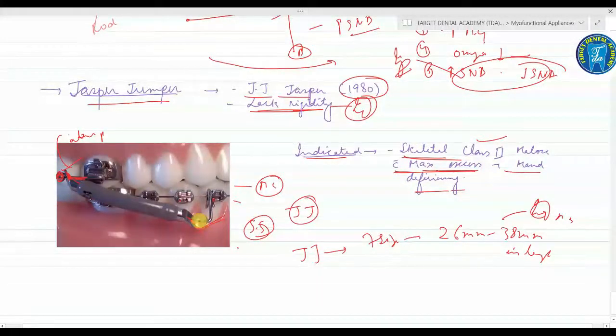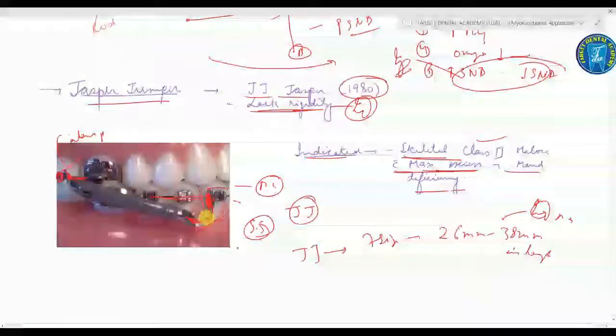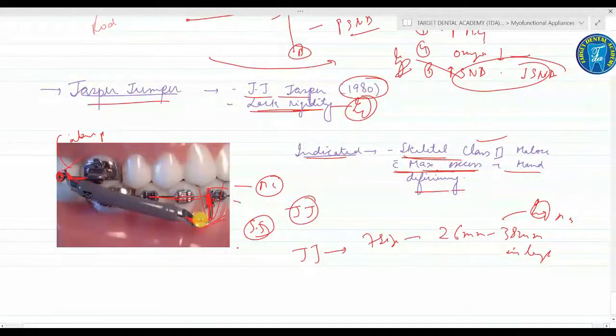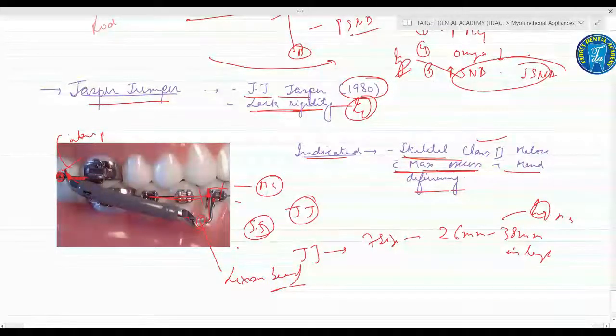Fine. And anteriorly, this is the module. It is anchored to the lower arch wire. This is the arch wire, and the module is anchored to the lower arch wire, present distal to the canine. This is the canine, and it is present distal to the canine by a small bayonet band and a Lexan bead. This is the Lexan bead. Fine. So this is all about the Jasper jumper.